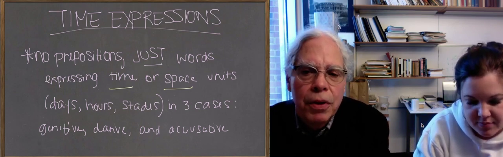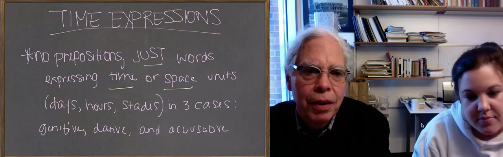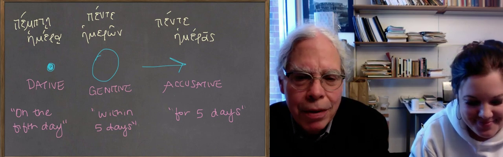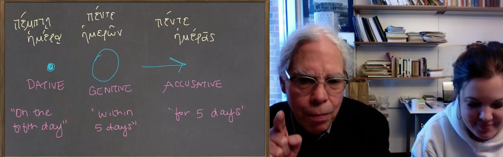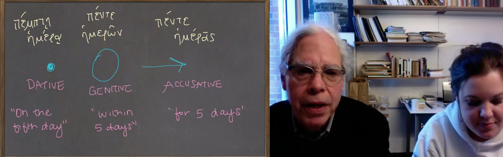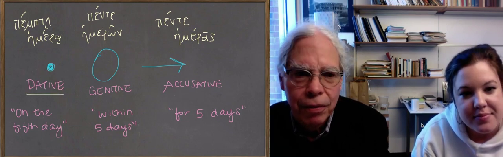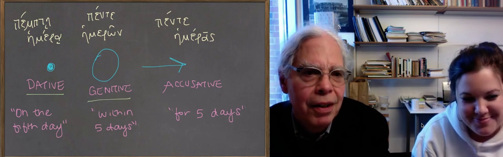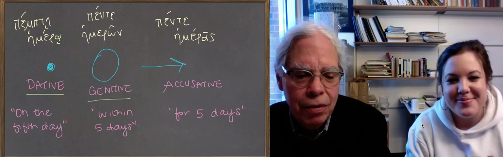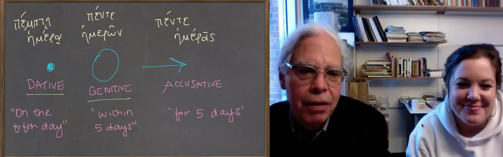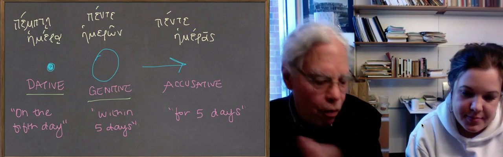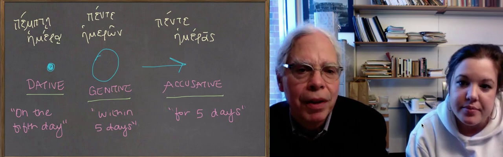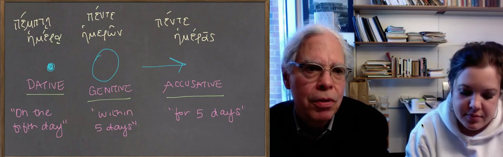We use the visual from the book, which is quite nice, okay? A dot, a circle, and an arrow. A dot is a point in time, okay? So it's one moment. That's the dative of time, on the fifth day. A circle is kind of blobby, okay? Within 5 days, I'll get done with my thesis. You're just, you know, scattershot. And the arrow is a space of time over which something will happen. For 5 days, I was in the hospital, right? Stuff like that. So these are the three expressions, and these are the ways you do it.